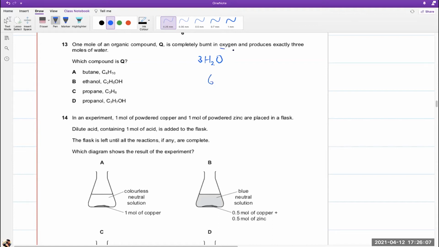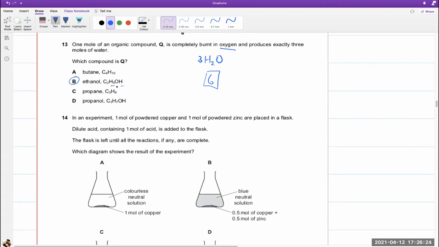6. Because we burned it in oxygen. Oxygen can come from somewhere else, but hydrogen cannot come from anywhere else. The only source of hydrogen is the organic compound. So the organic compound must have 6 hydrogen atoms. That's it. And that is ethanol here because there are 6 hydrogen atoms.